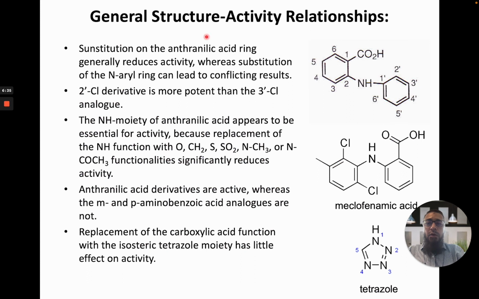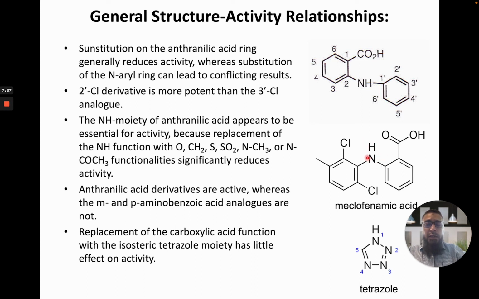The structure activity relationship of this class of drugs is that substitution on the anthranilic acid ring generally reduces the activity. Meaning that further substitution on this anthranilic acid will reduce the activity, whereas substitution on the N-aryl ring can lead to conflicting results. Substitution here can lead to more active compounds. The 2' chloro group, for example in meclofenamic acid, appears to be essential for the activity, because replacement of the NH functionality, for example this one, with oxygen, CH2, sulfur dioxide, or NCH3 will reduce the activity, meaning that in this compound the NH plays a very important role.